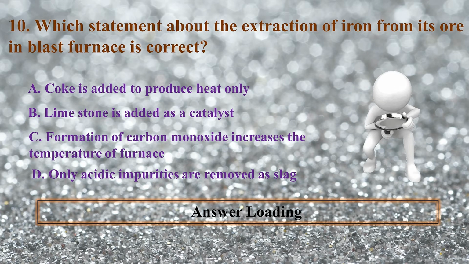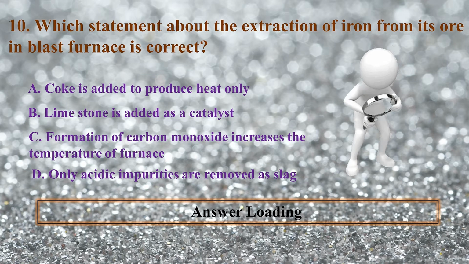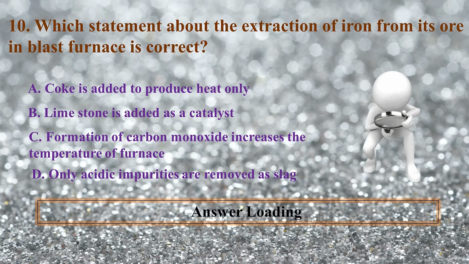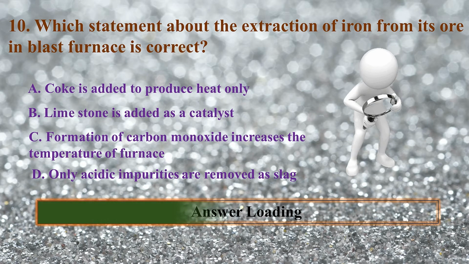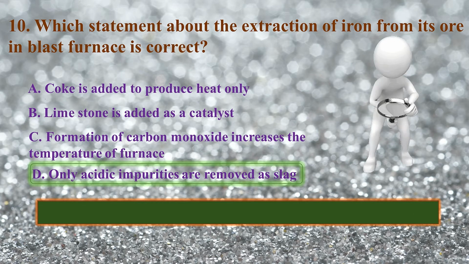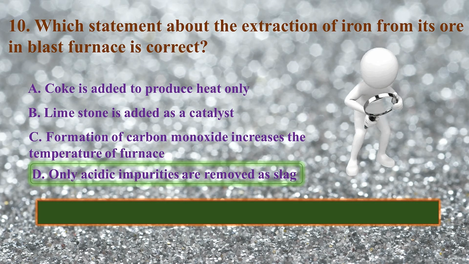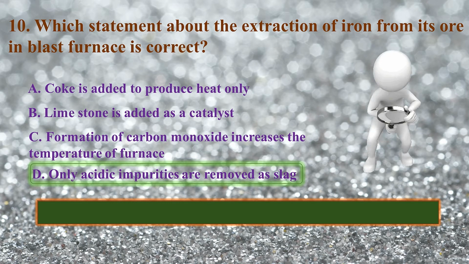If you want to get knowledge about blast furnace extraction of iron, you can check my video which I have made on this topic. Your time starts now. So the correct statement is D, only acidic impurities, that is sand, SiO2, are removed as slag.